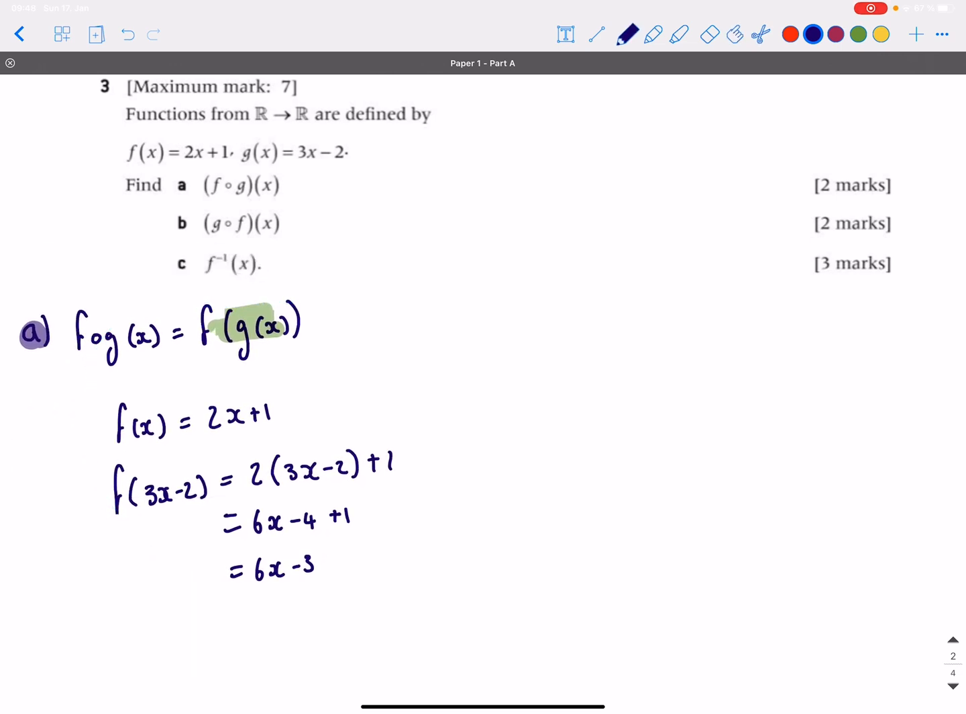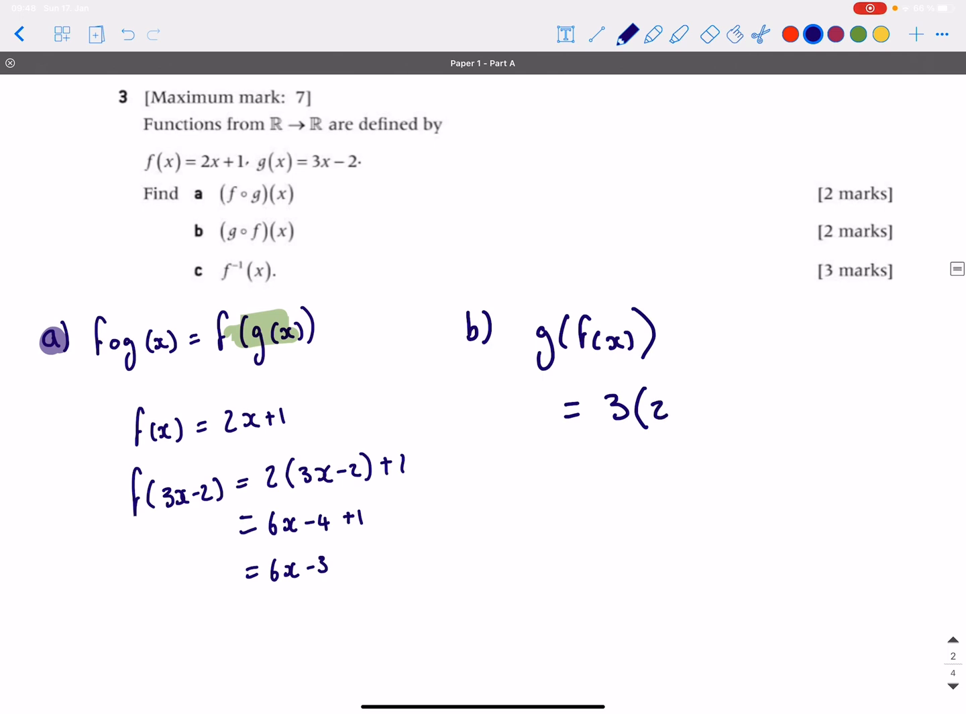There we go. So part B is the opposite way around. So now that should be fairly self-explanatory. So now I want to insert f of x inside of g of x instead. So that's going to be 3, but I replace the x with 2x plus 1. And then I write the minus 2 on the end.